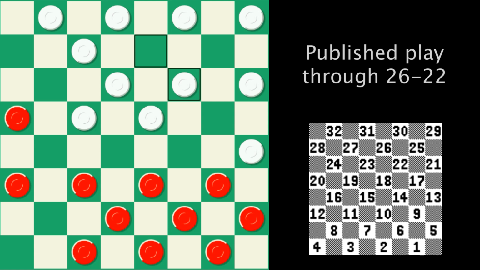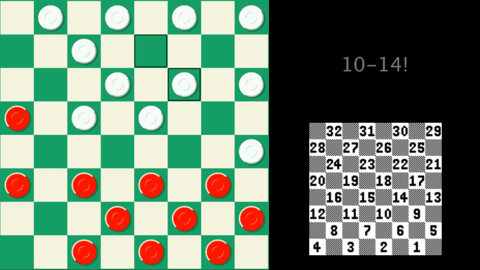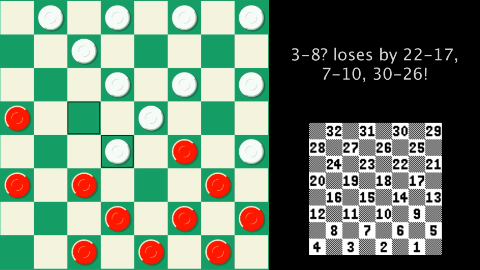So typically next, what a lot of published play gives is this 9-14 move. However, 10-14 as played in this game is also a very good attack. And then white naturally wants to attack the piece on 11 by following up with 19-15, hoping that red plays 3-8 next, which will lose, followed by 22-17, 7-10, and then 30-26 is the loss for red. And I recommend playing that out on your own boards.